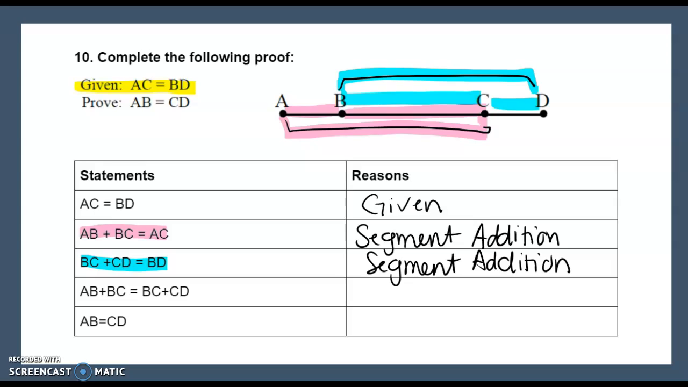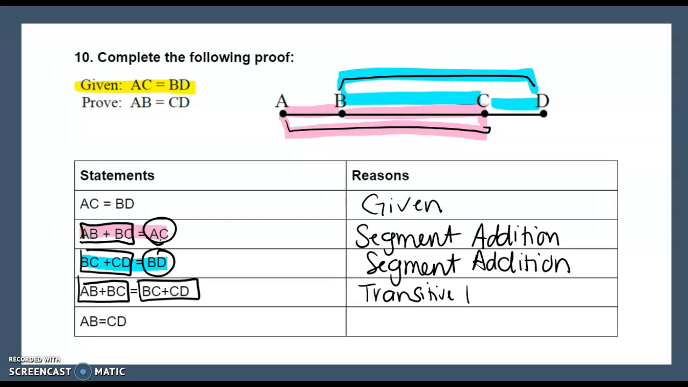Then I notice that I take the first part of each of these equations, AB plus BC and BC plus CD, and set them equal. I can do that because AC and BD are equal. So since AC equals AB plus BC and BD equals BC plus CD, then AB plus BC will equal BC plus CD. That is my transitive property.